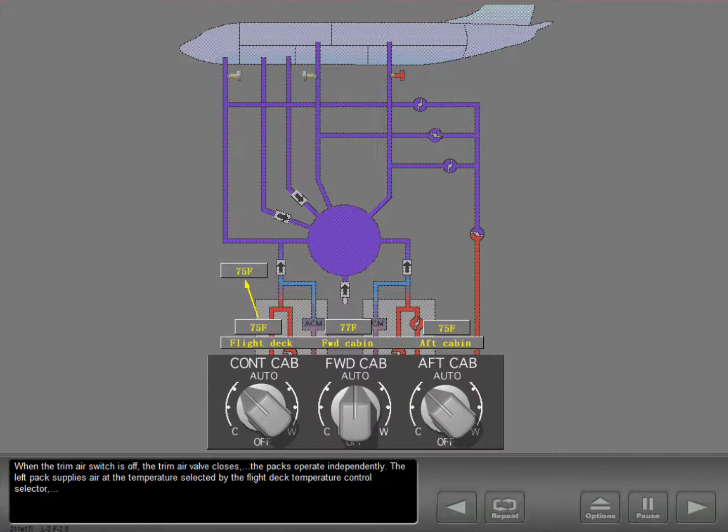The packs operate independently. The left pack supplies air at the temperature selected by the flight deck temperature control selector, and the right pack supplies air at the average temperature of the forward and aft passenger cabin temperature selectors.